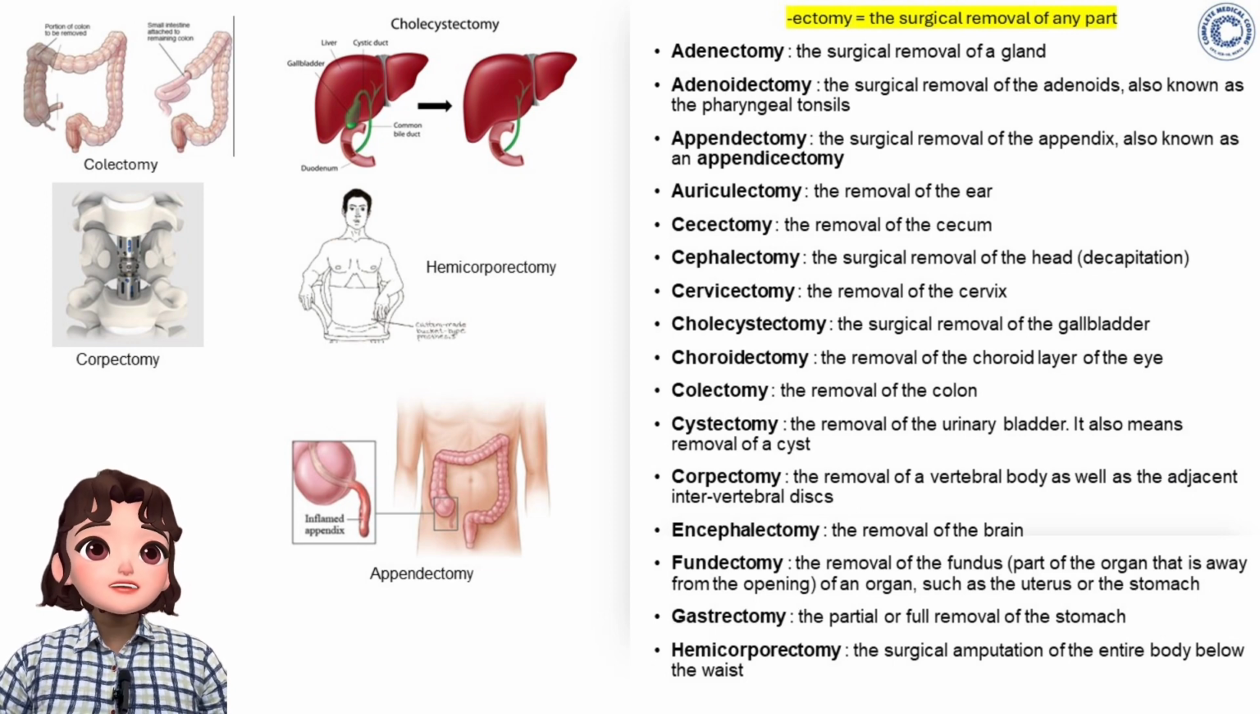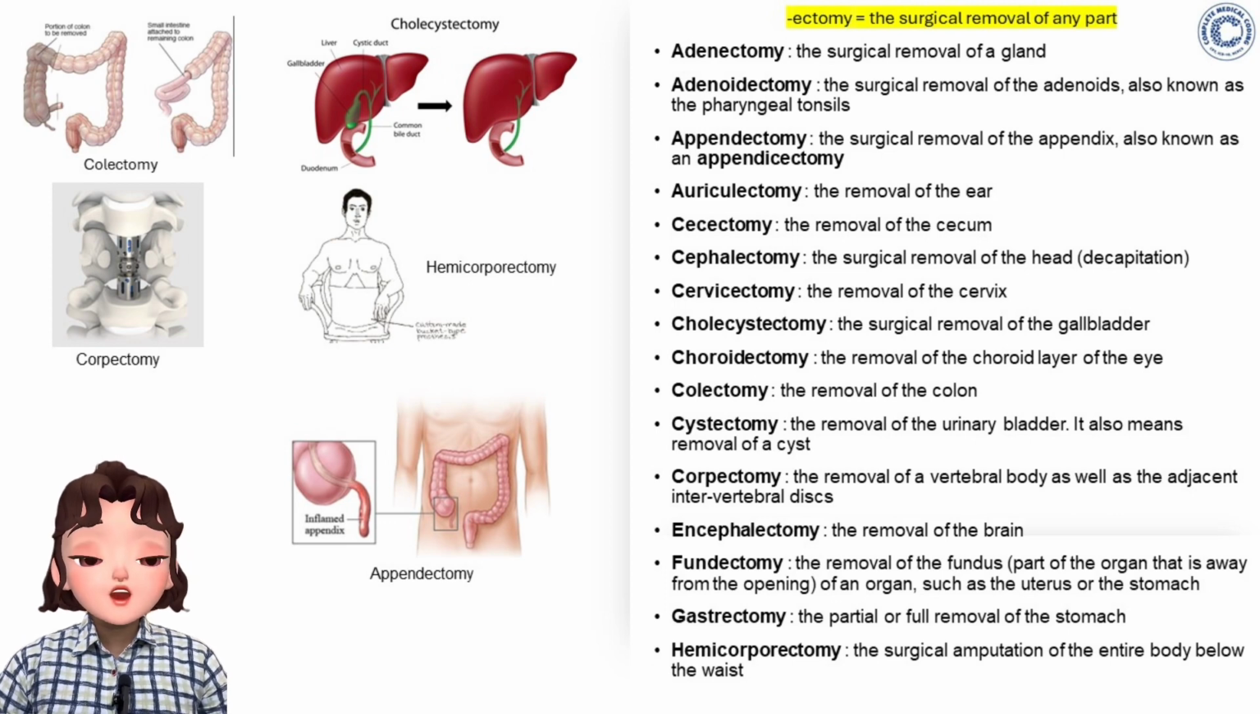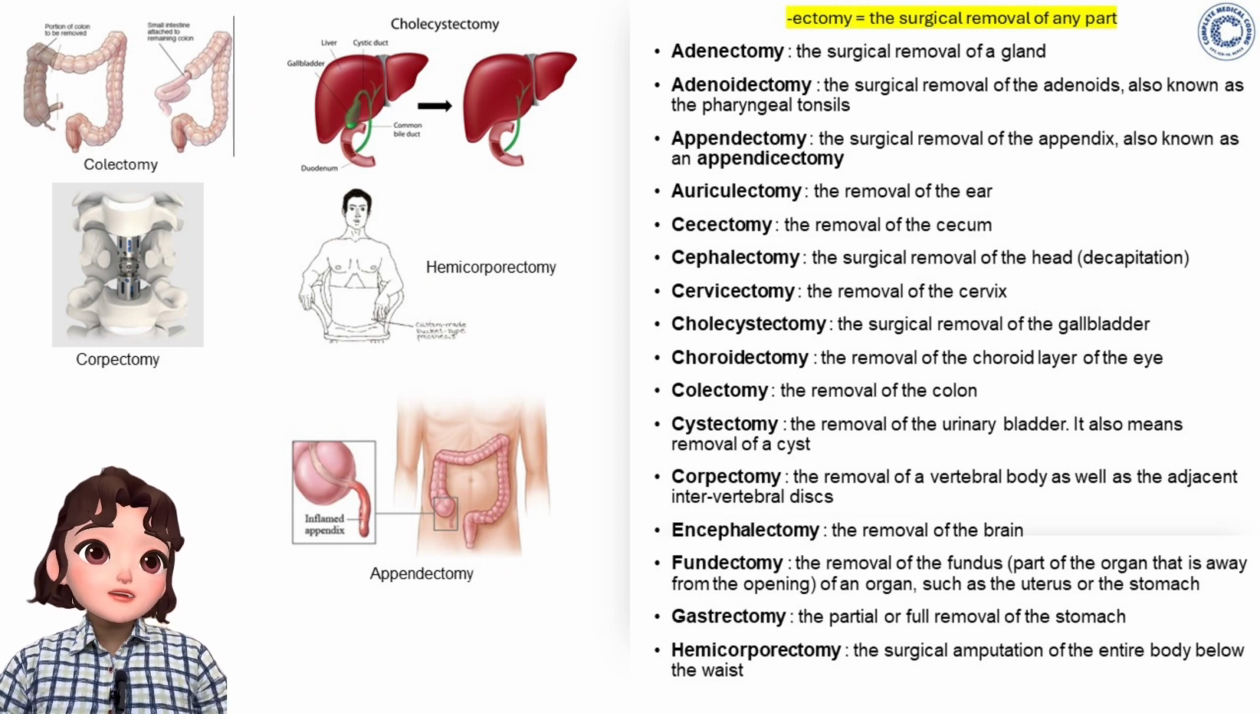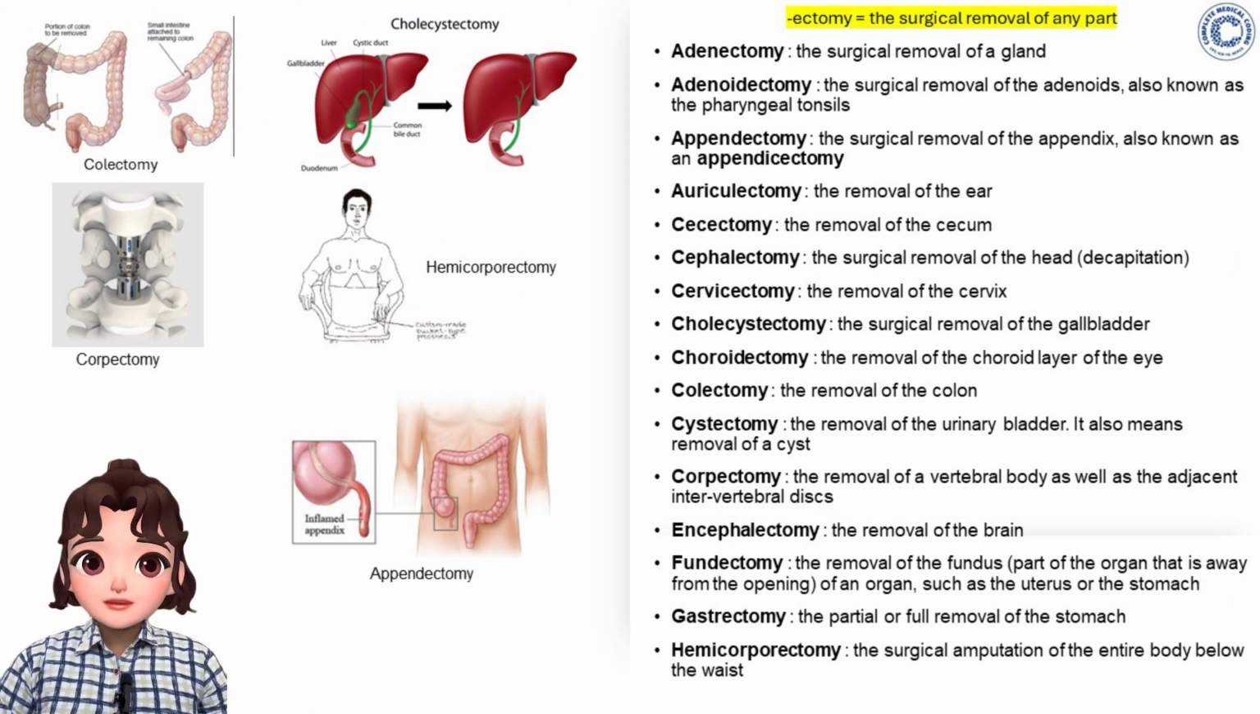Okay. Fundectomy, the removal of the fundus. Fundus means a part of an organ that is away from the opening of the organ, such as the uterus or the stomach. Where is the fundus located? The fundus is located not near the opening, but away from the opening of the stomach or the uterus. So that is fundectomy. The fundus part will be removed. Then gastrectomy, partial or full removal of the stomach.